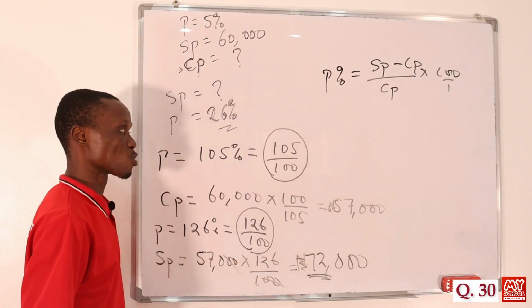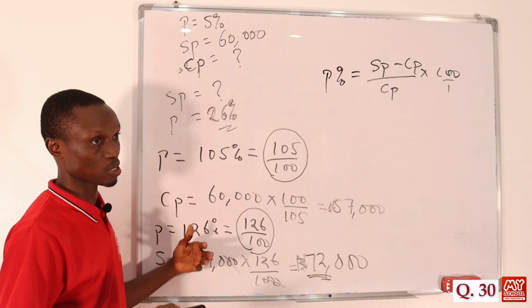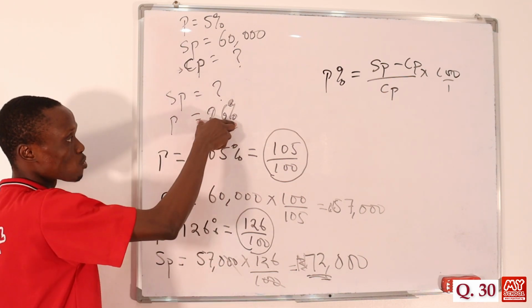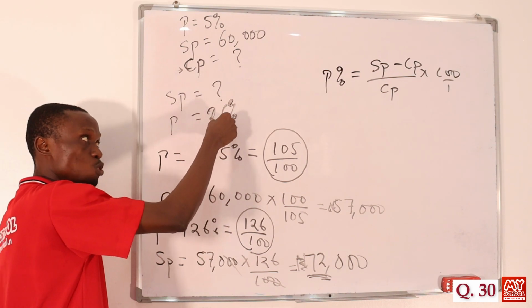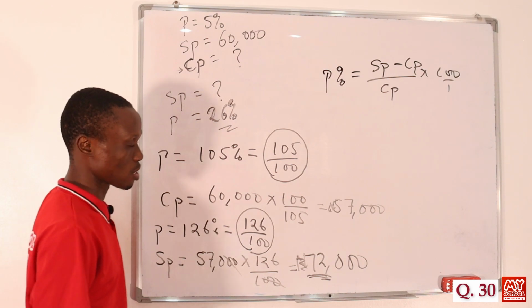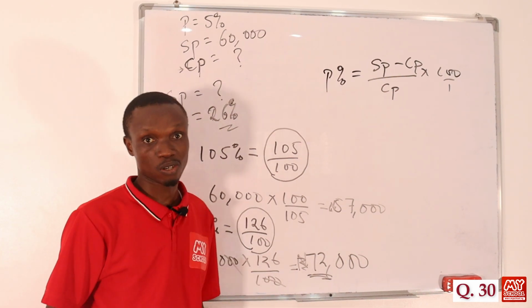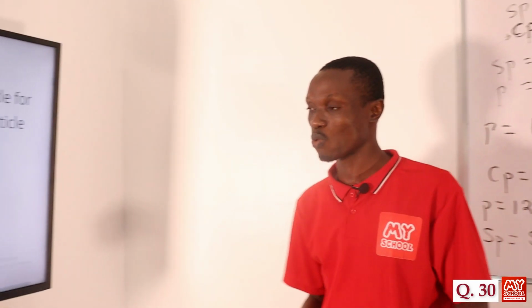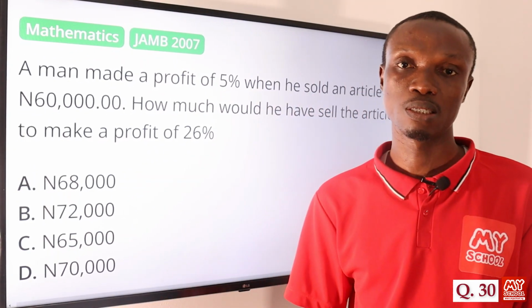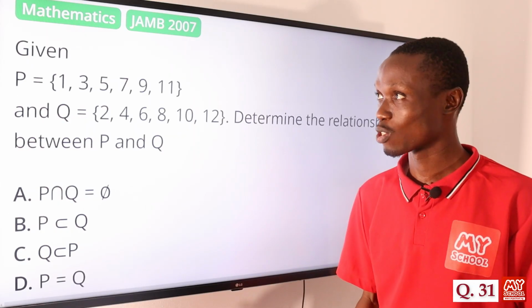72,000. For example, let's say you are given a loss percent. It's basically the same thing, but what you do is that you simply subtract the loss percent that is given to you from 100%. Then you do the same thing, and your answer will still be correct. Let's return to the screen to pick the correct answer to this question, and that is option B, 72,000 naira.